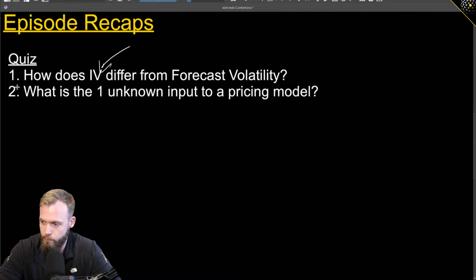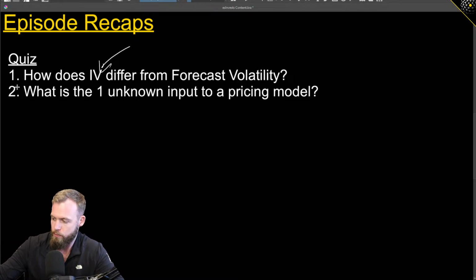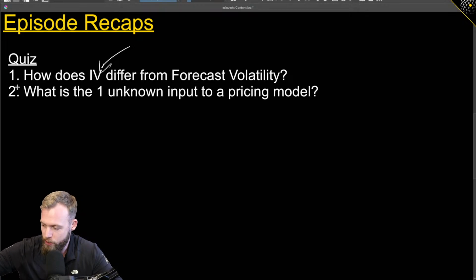What's that guess? Mark says extrinsic value. That's not it. Good guess. Travel says we obviously missed it last time. Definitely. And the reason why I think people miss it is because it's a really subtle detail that's easy to skip over, but it's an important one.